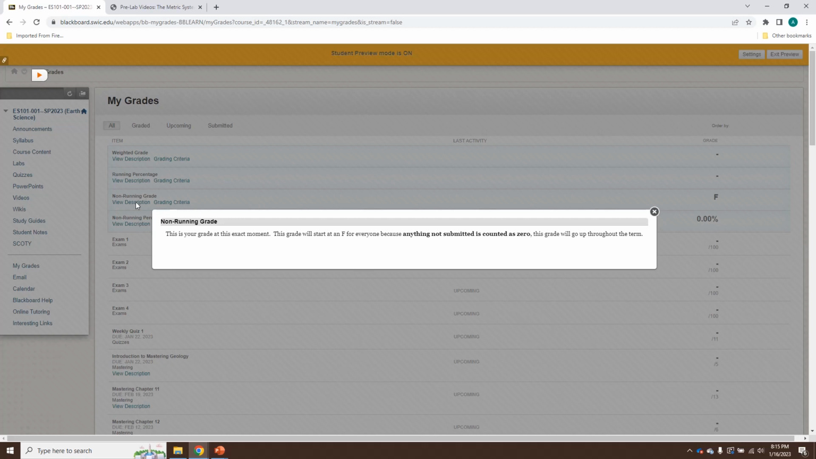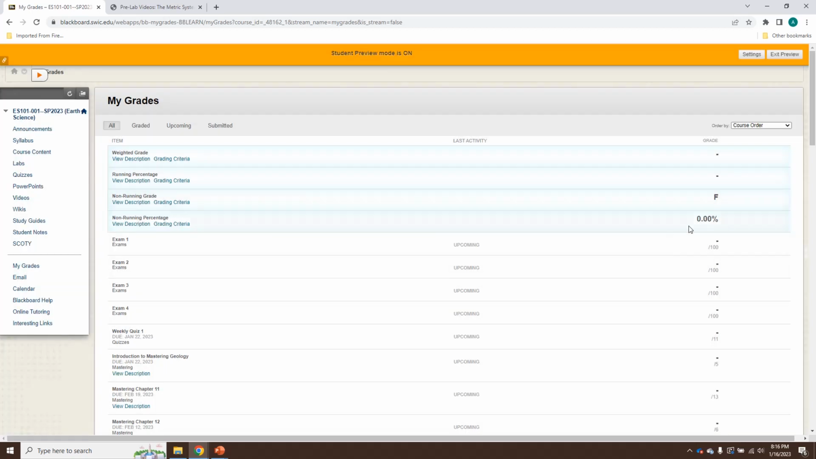So when you get to the end of the term, this non-running grade and non-running percentage is the absolute lowest you can get in the course at any given time, because anything that hasn't been graded is a 0. So everyone right now has an F in this one and a 0%. This will go up throughout the term, so these two will start coming together. When you get to the end of the term and you try to figure out where you're at, you're going to want to pay a lot of attention to this non-running grade.